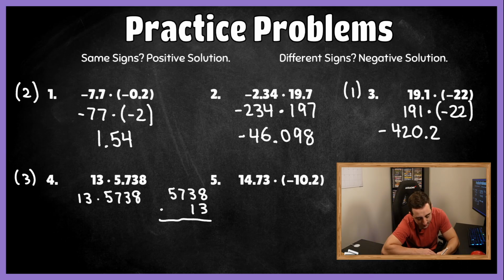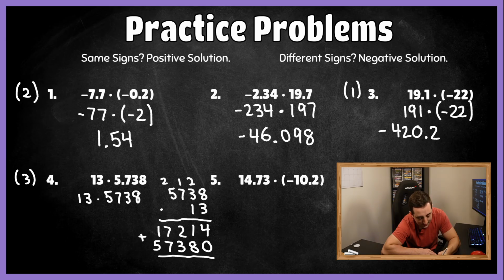3 times 8 is 24, carry the 2. 3 times 3 is 9, plus 2 is 11, carry the 1. 3 times 7 is 21, plus 1 is 22, carry the 2. 3 times 5 is 15, plus 2 is 17. On the next line, add a 0. 1 times 8 is 8. 1 times 3 is 3. 1 times 7 is 7. 1 times 5 is 5.